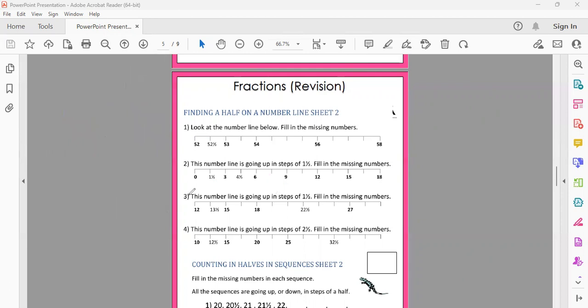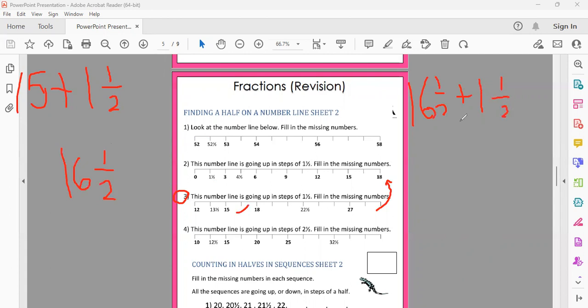Look at this. Number 3. This number line is going up in steps of 1.5. Again, same thing like this. Okay, go up. 15, 15 plus 1.5. So 15 plus 1 is 16.5. Okay, that's what you get here. 16.5 plus 1.5. So 16 plus 1 is 17. Half and half is 1. So 17 plus 1 is 18. Okay, that's how you get your 18.